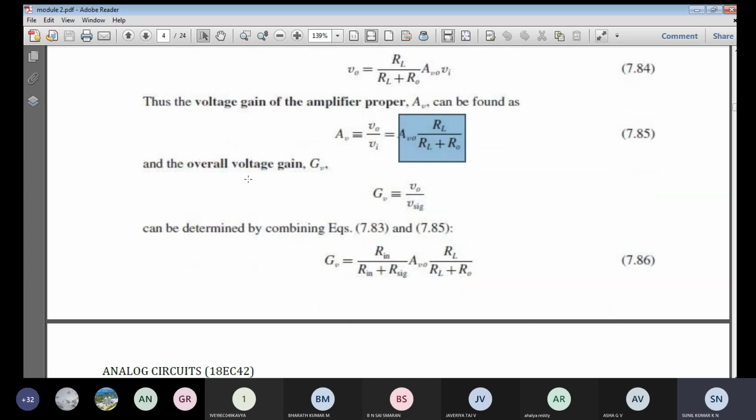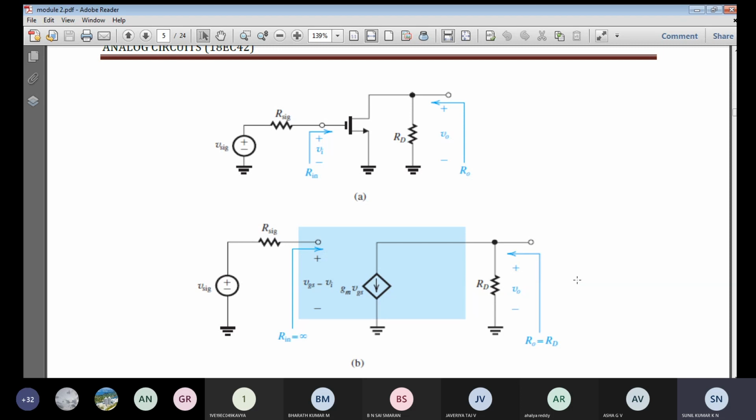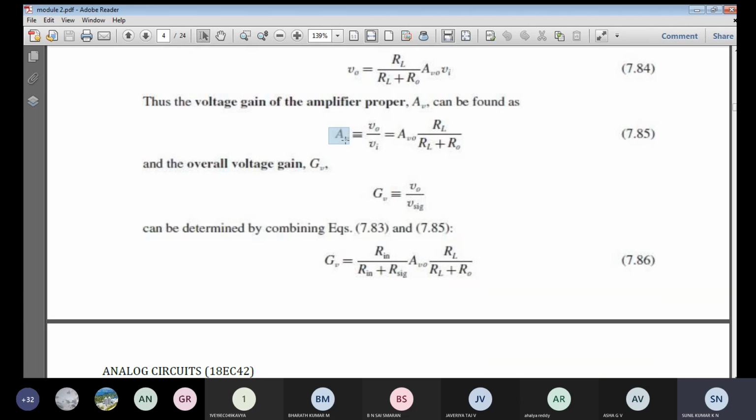Okay, now Gv, the overall voltage gain. To find the overall voltage gain, what do we have to do? Across the load resistance, whatever the output voltage is, we have to find it with respect to the V signal. But the output voltage across the load resistance here will be the same as here because of the high input resistance, because the input resistance is infinite. So the signal voltage as well as the input voltage, there is no difference. So Vi will be equal to V signal, V signal will be equal to Vgs, and hence whatever voltage gain you get for the amplifier proper, the same voltage gain you are going to get.